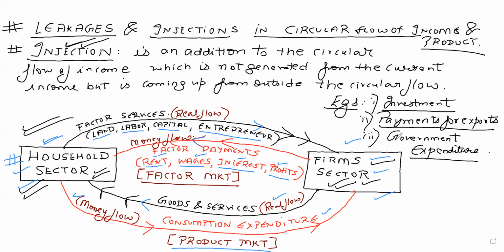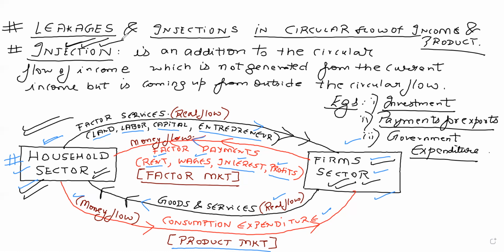When the government does more expenditure, it will hire more people. For example, if the government wants to build a bridge, the government will hire more labor to build the bridge. That labor will be paid money. What is happening? Additional income is coming to the existing flow of income. And since additional income is coming to the existing flow of income, hence government expenditure is also an injection. So we have three examples of injection which you can see on your screens.